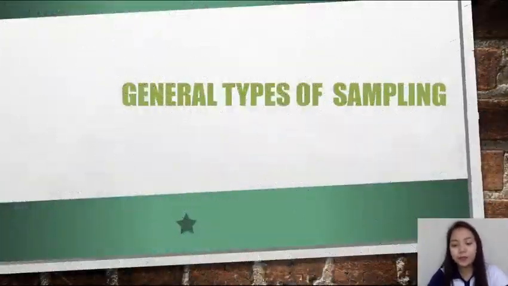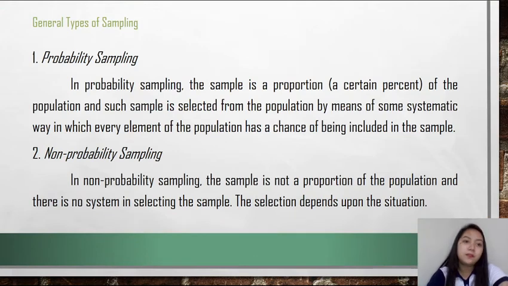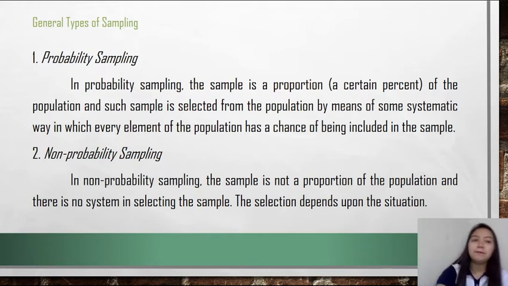Next, we are about to tackle the general types of sampling. There are two general types of sampling, which are probability sampling and non-probability sampling.